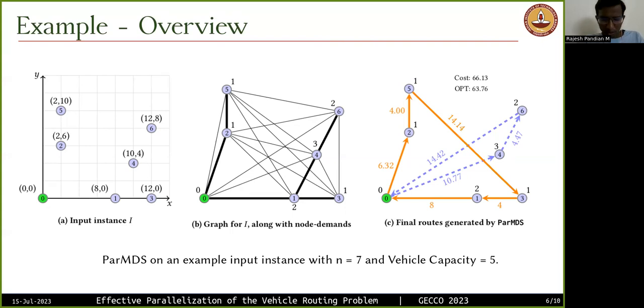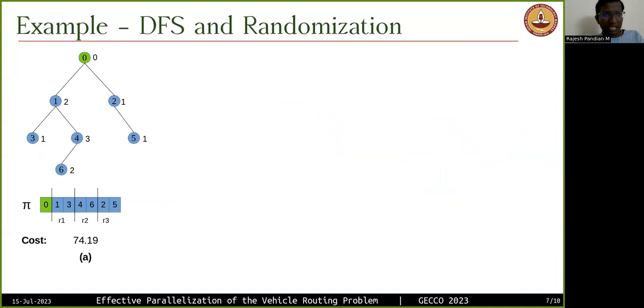Let's zoom in to the algorithm and understand how it happens. For the sake of easier understanding and visualization, we have rooted the algorithm in a tree-like fashion, rooted at the depot. Okay. So we run DFS starting at the depot to compute the ordering of the customers, which gives us this ordering. We then split the ordering into routes.